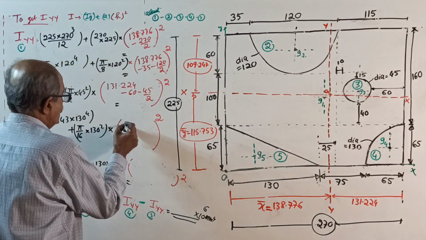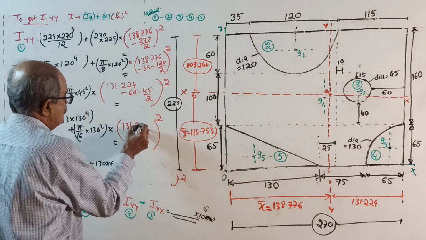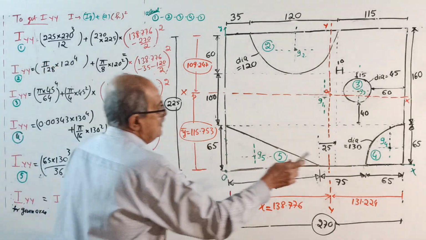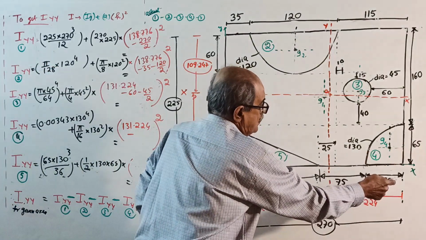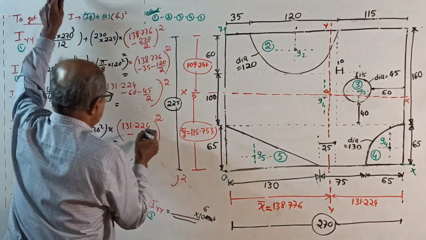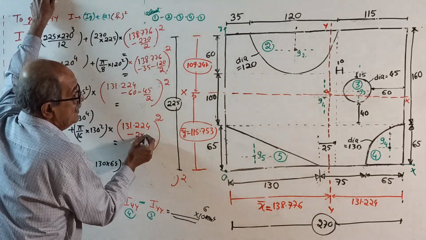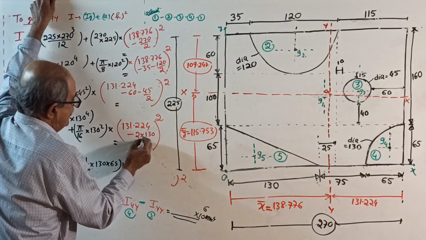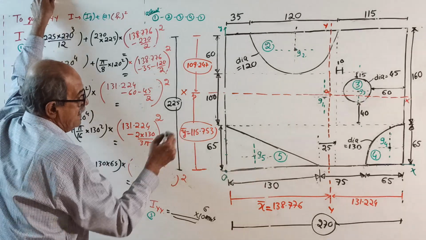131.224 minus this distance. For a semicircle, sorry, quadrant, it is 2d by 3 pi. 2 into diameter is 130 divided by 3 pi, whole square.